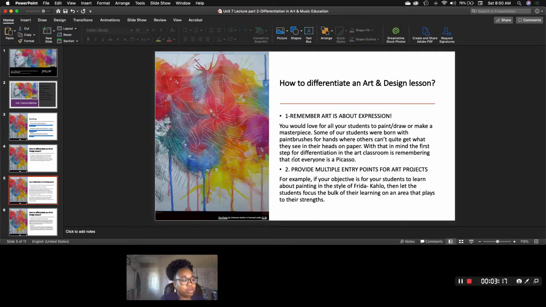Provide multiple entry points for art projects. I had an interesting experience when I was in high school actually. I could not draw, still can't. And my teacher allowed me to create a clay piece. This clay piece was probably about this tall, and it was a clay fish, and the fish had a mouth open in this way. And I worked on the project the entire year.